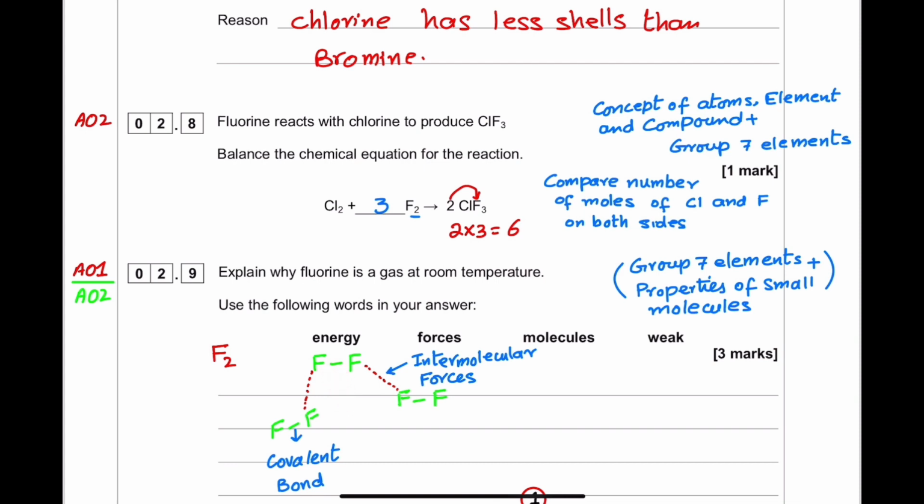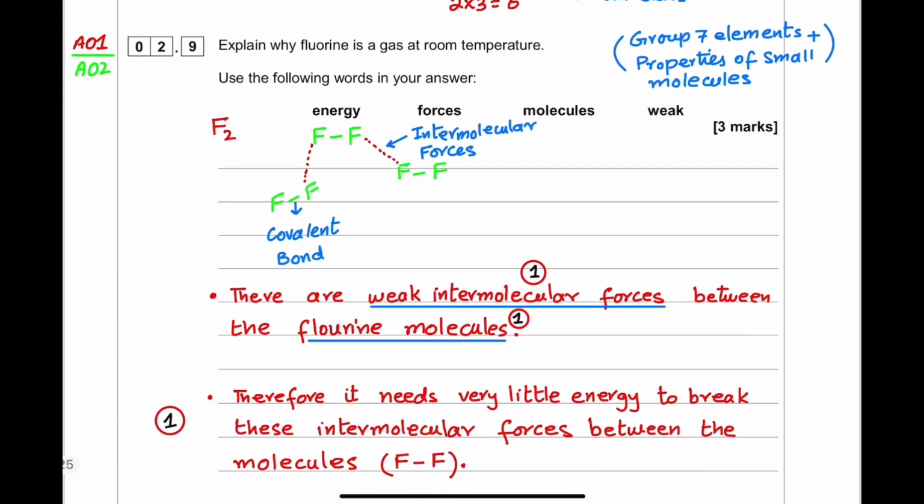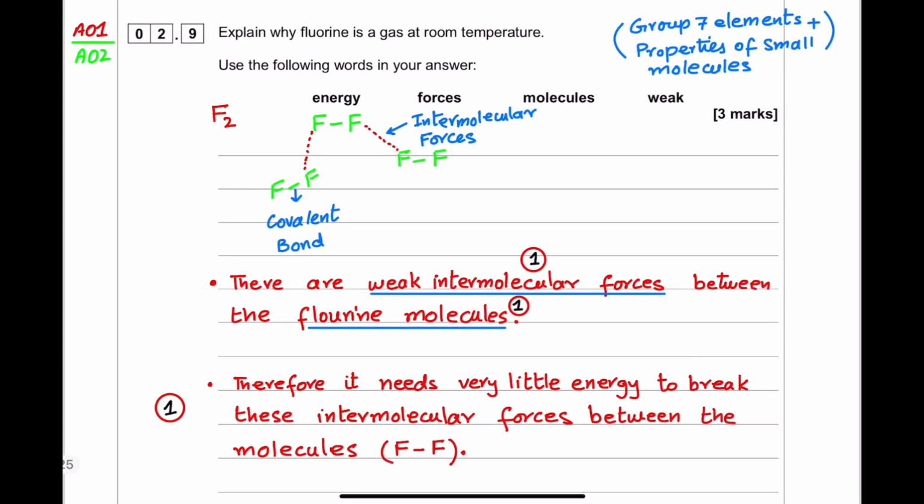So the model answer is: there are weak intermolecular forces between the fluorine molecules, which are given here. Therefore, it needs very little energy to break these intermolecular forces between the molecules. So these forces can be broken easily by providing the very little energy. Therefore, the fluorine is gas at the room temperature.